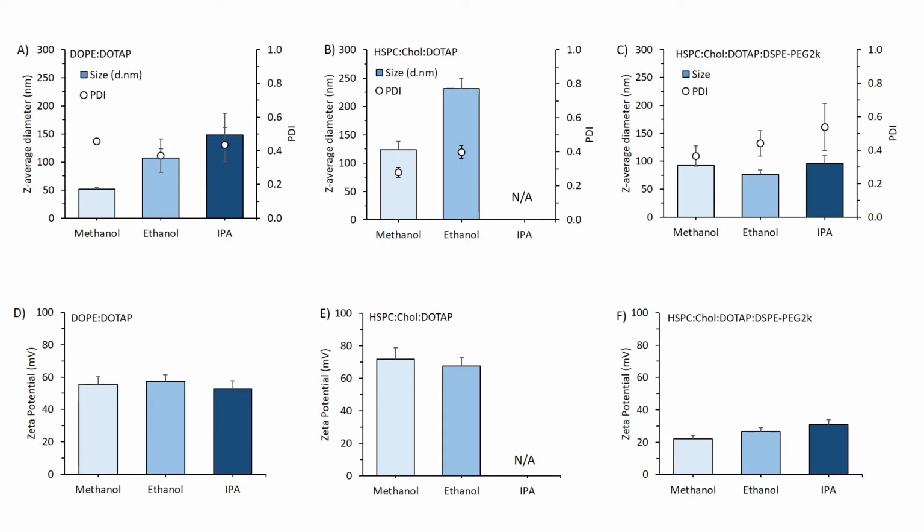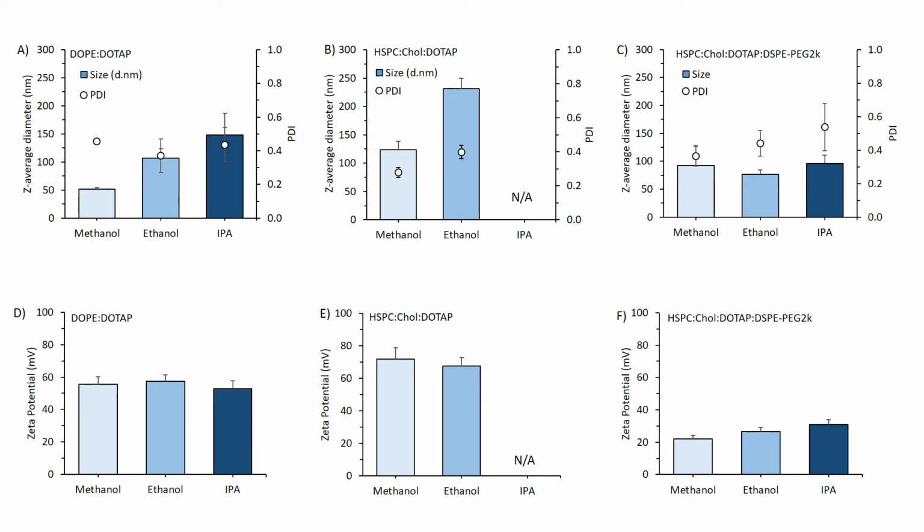In comparison to the other two slides, the cationic formulations were found to be more susceptible to the effect of solvent polarity, where we can see an incremental increase in the formulation size using DOPC DOTAP of roughly 50 nanometers when we moved from methanol to ethanol to IPA.